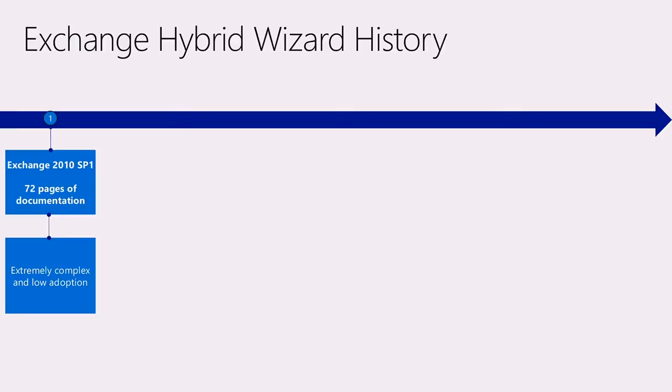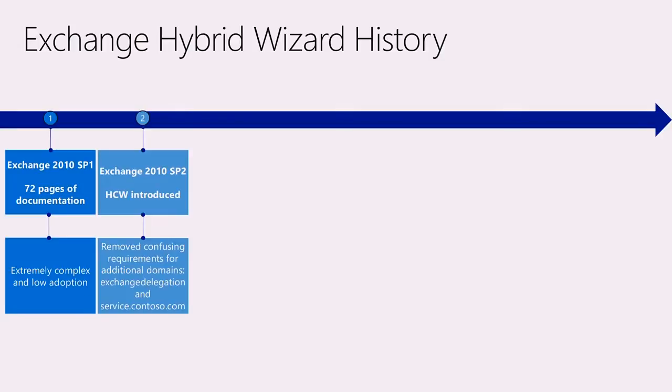Now, obviously, this is just software, right? The magic of software, we can automate things. We can just make the right things happen behind the scenes with a little bit of input, and eliminate the need to publish large documentation sets like that, and have you go through that pain. So in Exchange 2010 Service Pack 2, we introduced the first hybrid configuration wizard.